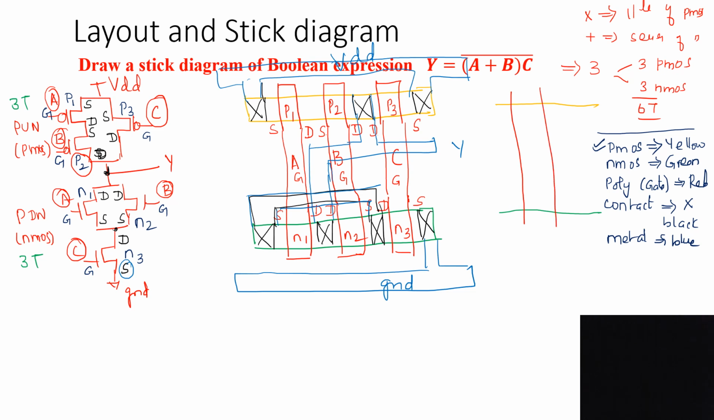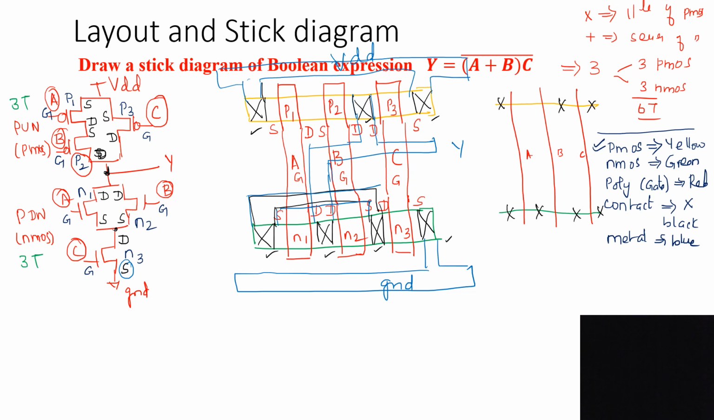So 3, right? This is A, this is B, this is C. Then I have to use the contacts. See the layout, you can easily draw the stick diagram. Here I have to place, and here also I have to place, here also I have to place. Similarly here, because we have 4 contact places in the downside and 3 places in the upper side.